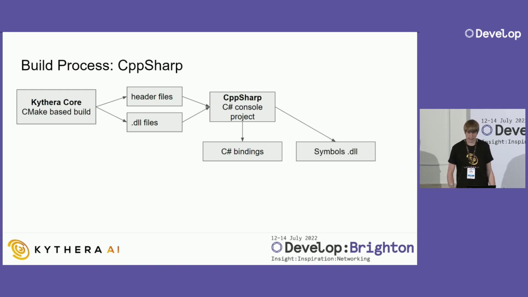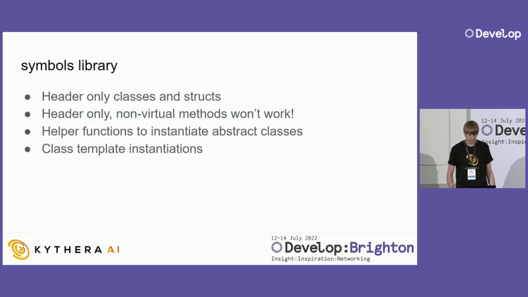Another output is a symbols DLL file. So why do we need that? The symbols library is a CPP file, so generated C++ code generated by CppSharp. And CppSharp automatically compiles that to a DLL. C++ has header-only classes and structs. And for that, no code is generated. It's in a header file only. CppSharp still wants to support those classes and structs. So it generates code in this symbols.cpp file to make that work.